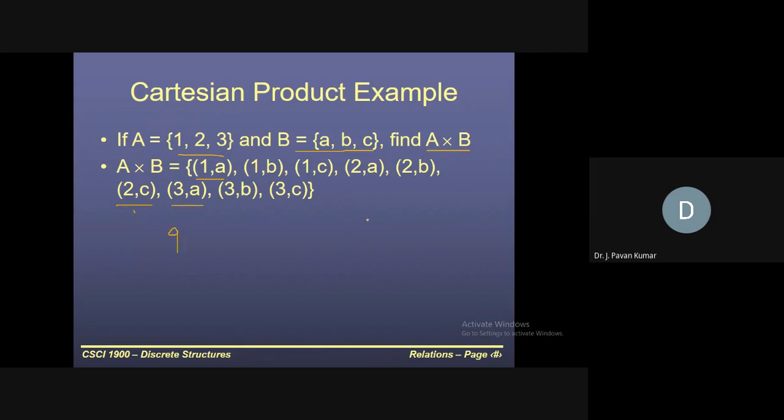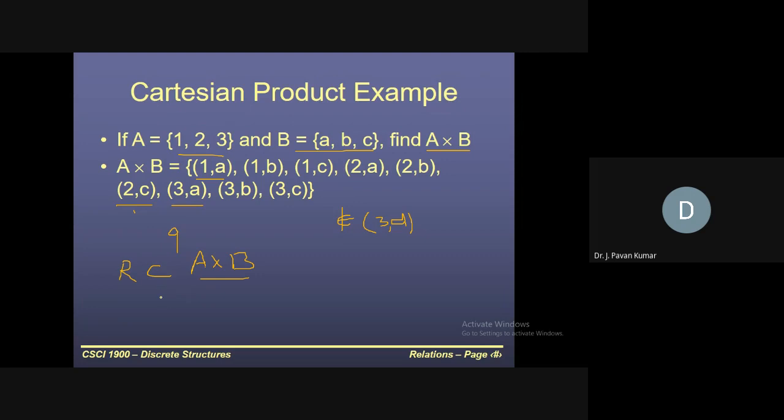Now, if I give one tuple like 3 comma D, whether it is part of this or not, we are able to say, right? It does not belong to this Cartesian product. Similar to that, we are saying relation R is nothing but a subset of this Cartesian product. Let us say A cross B is the Cartesian product.